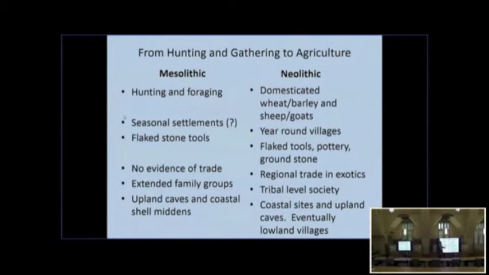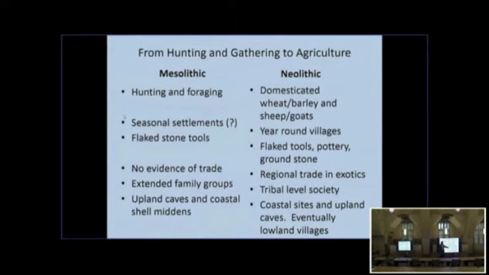So on the Neolithic, here's a slight comparison. We have domesticated wheat and barley and sheep and goats in the Western Mediterranean. There are cows and pigs in Northern Europe, but in the Western Mediterranean, we get sheep and goats. Year-round villages, eventually. Flakestone tools continue with pottery, and then some groundstone comes in a little bit after the pottery.